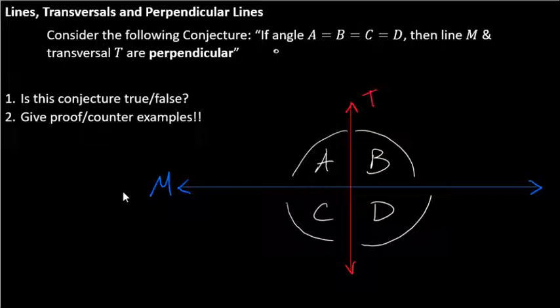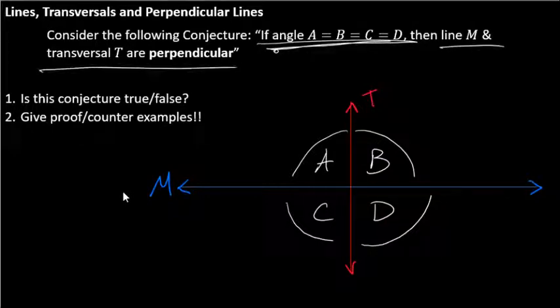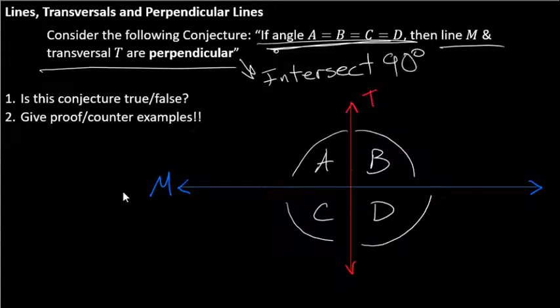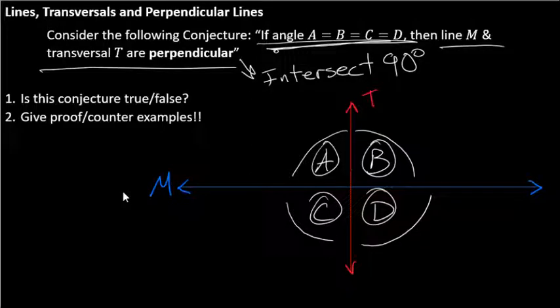Okay, so if angles A, B, C, and D are all equal, then line M and transversal T are perpendicular, and if you don't remember what perpendicular is, that means they intersect at 90 degrees, right? So if angle A equals angle B equals angle C and D, if they're all four equal, then that means line M and T are perpendicular. Okay, so is that true or false?